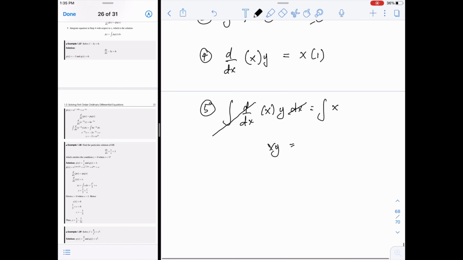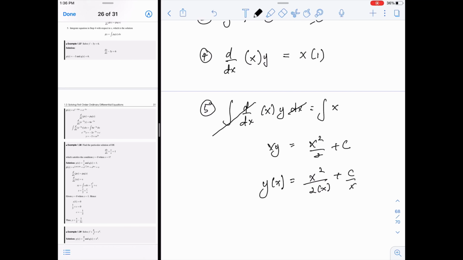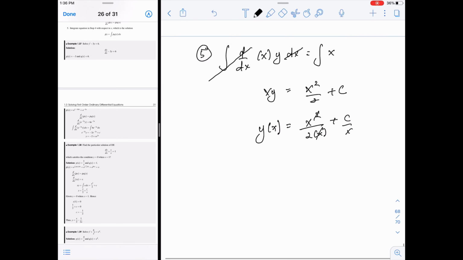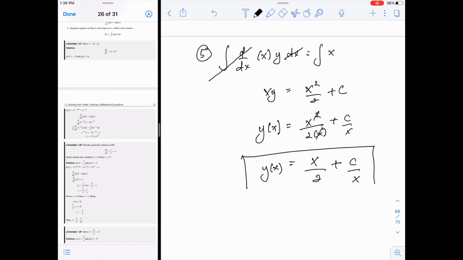For the right hand side you will have x squared over 2 plus c. So the y(x) that you want to find is x squared over 2x plus c over x, and this can be simplified to x over 2 plus c over x. So this is the answer of the differential equation.